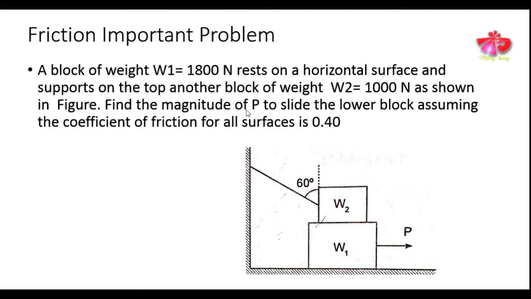Find the magnitude of force P to slide the lower block, assuming the coefficient of friction for all surfaces is 0.40. So friends, our problem is we need to find this force P that is required for moving the lower block, that is W1 equals 1800 Newton. Okay, so this is our problem and let us see the solution.